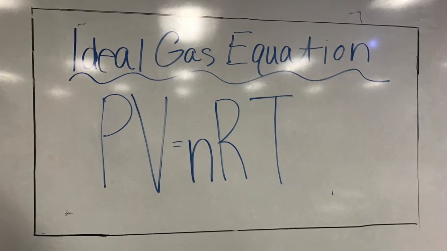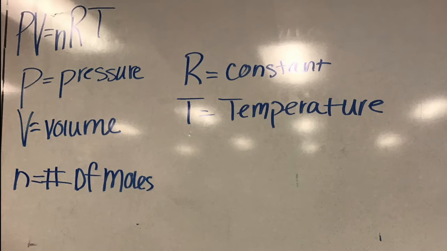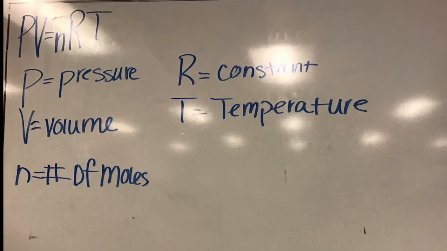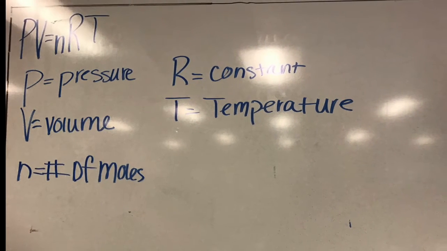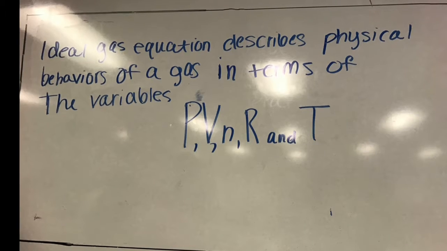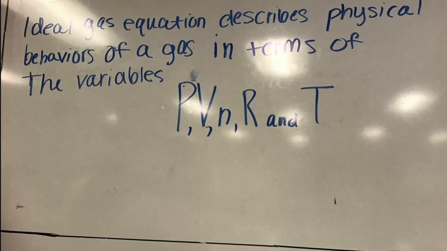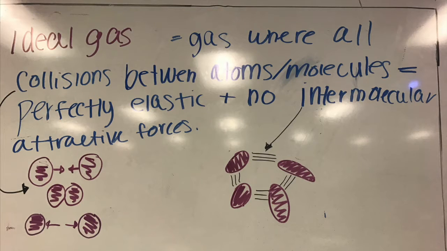The ideal gas equation is PV equals nRT. In this equation, P equals the gas pressure, V equals the volume of the gas, n equals the number of moles, and T equals the temperature. The ideal gas equation describes the physical behavior of ideal gases in terms of these variables. An ideal gas is a gas in which all collisions between atoms or molecules are perfectly elastic and in which there are no intermolecular attractive forces.